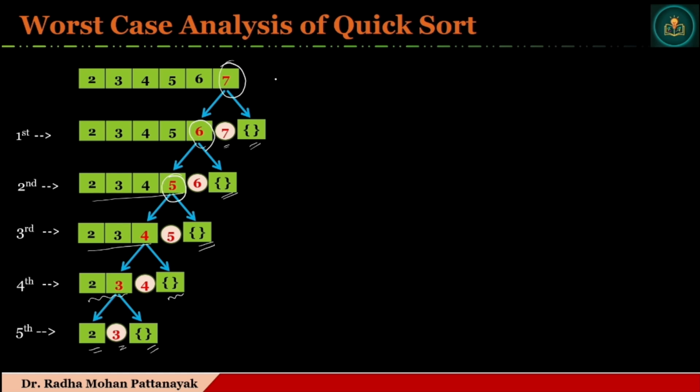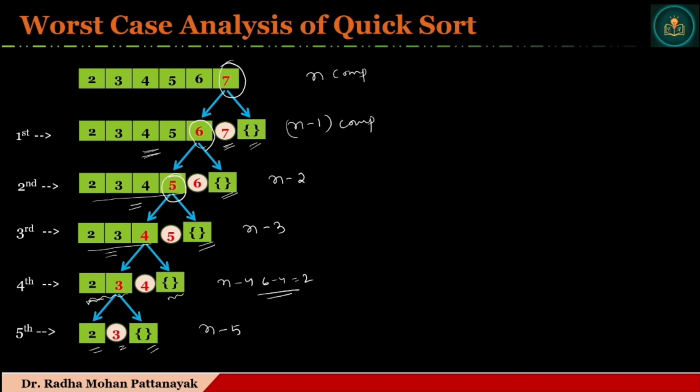In the first level, how many comparisons are required here? N comparisons. Then come to the first iteration. After completion of the first iteration, how many comparisons do you require here? That is n minus 1 comparisons. In the second iteration, how many comparisons are required? That is n minus 2 comparisons. Similarly, in the third stage, how many comparisons are required? N minus 3 comparisons. In the fourth stage, n minus 4 comparisons. Then, in the last stage, how many comparisons are required? N minus 5 comparisons.